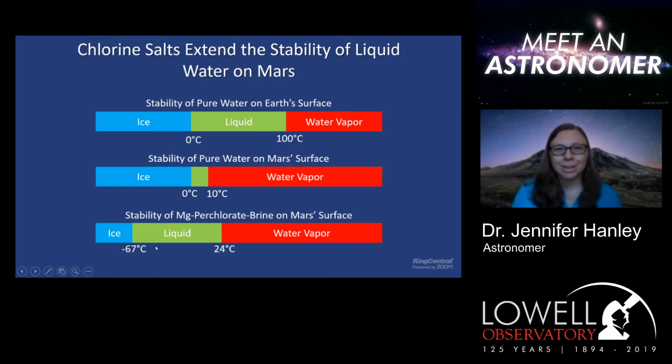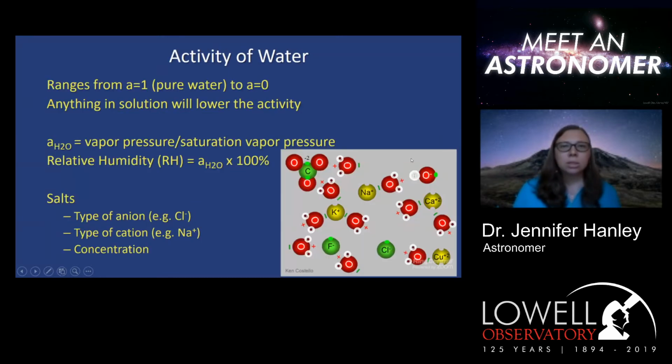So this is why I think salts are so interesting, and if we can find them and identify them, it can help tell us something about the stability of liquid water. So a concept I want to introduce is called activity of water, and it's something that helps us make things equal or understand across different salts, because different salts affect the freezing point in different ways, but we can put these all in terms of the activity of water.